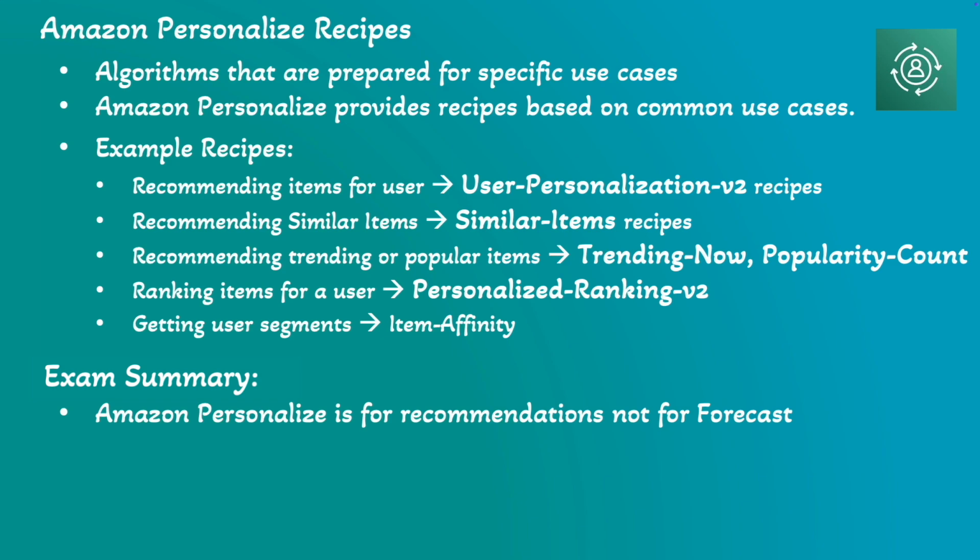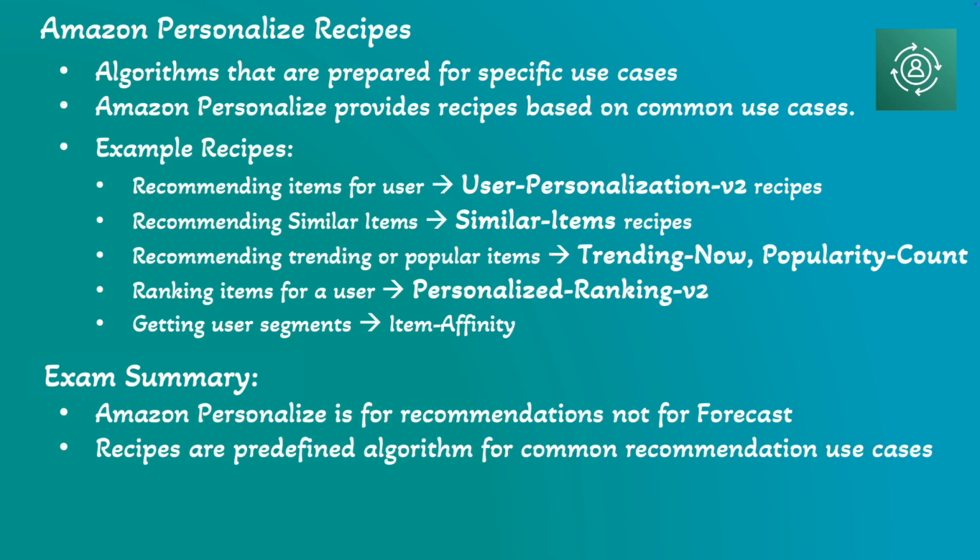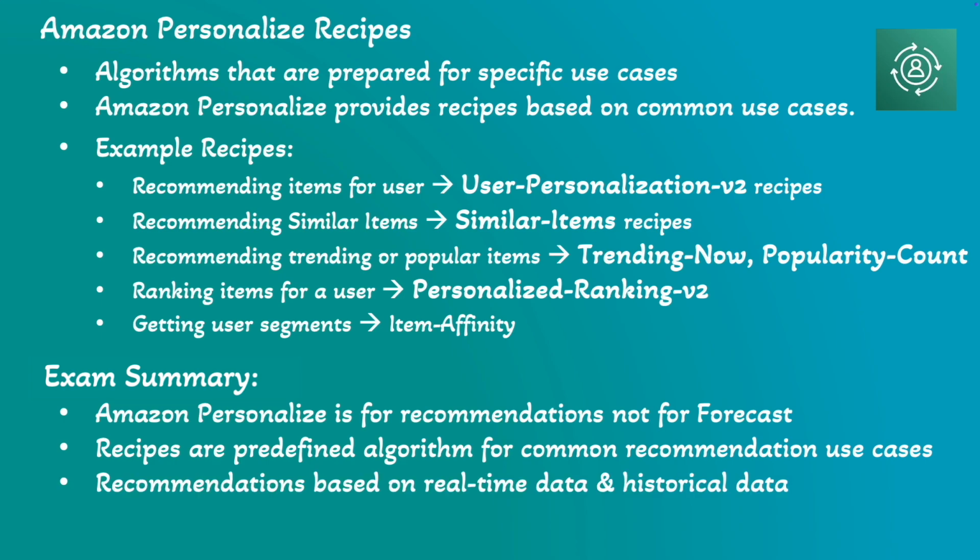First, you have to remember Amazon Personalize is for recommendations, not for forecasts. That is a very important feature to remember. Personalize is for recommendations, not to generate any forecast. And recipes are predefined algorithms for common recommendation use cases, whatever we have reviewed. Using Amazon Personalize, you can generate recommendations based on real-time data, historical data, or a mix of both.